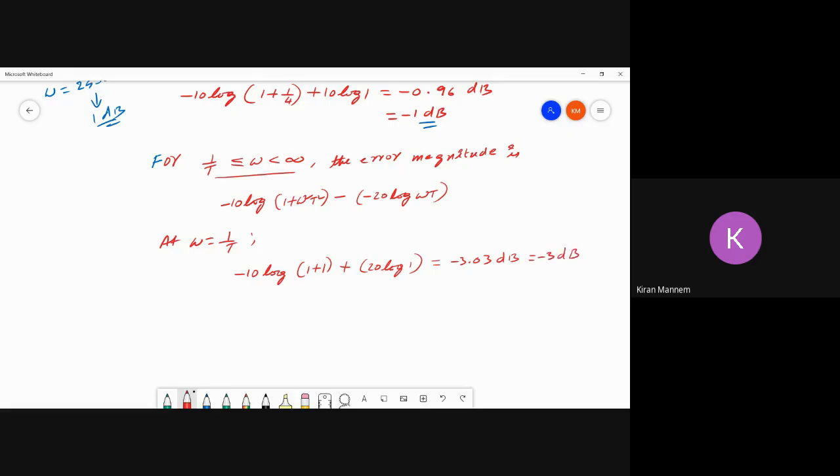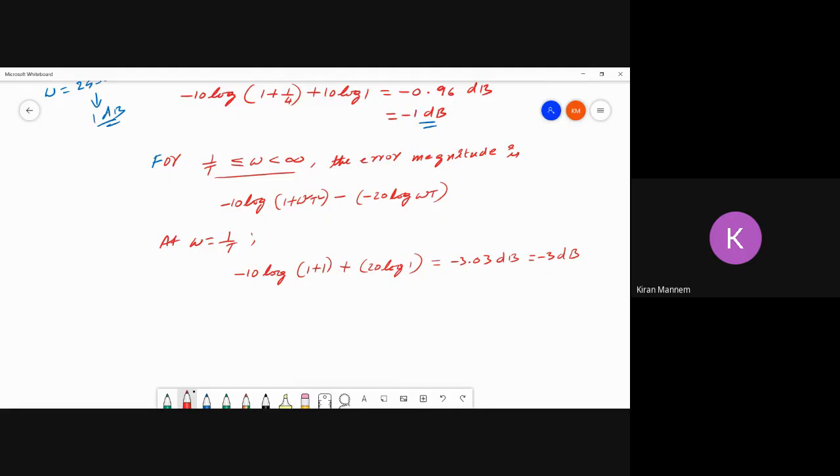So identify the difference when we are taking the frequency range from 0 to 1 by t, that is corner frequency. At the corner frequency, we got the same value, minus 3 dB. And at half of the corner frequency, the error is minus 1 dB. You must remember these values for correcting the Bode plot.